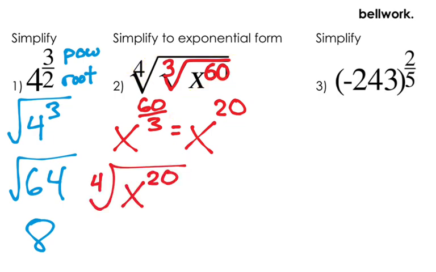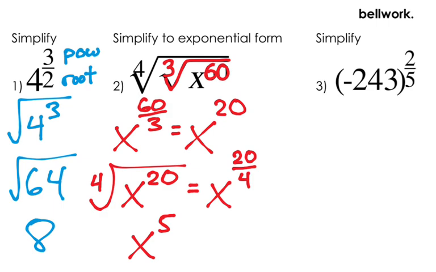Now we can handle the outermost radical, which is the 4th root of x to the 20th. And once again, we are putting things in exponential form, so using a little bit of power over root, the 20 would go in the numerator, and then we would divide that by 4 to get an x to the 5th power, and that is the second Bellwork question.